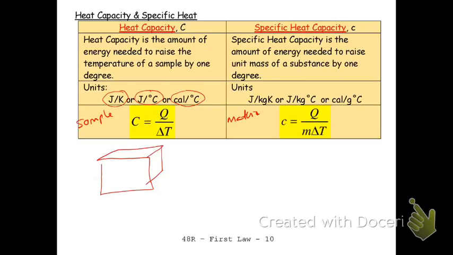Specific heat capacity is the amount of energy needed to raise the unit mass of the substance by 1 degree. So now it's joules per kilogram K, or joules per kilogram degree C, or you could have calories per gram degree C. We use this one or this one. They're both the same number, because a degree C is like 1 Kelvin. It's the same thing.